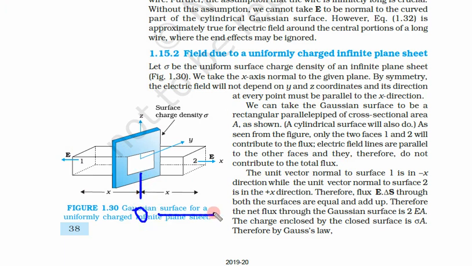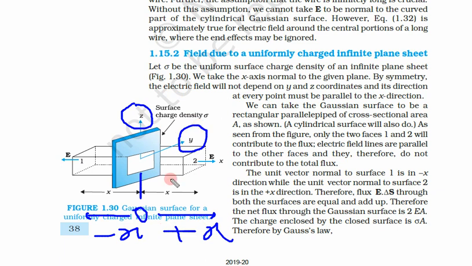This direction is positive x, this direction is negative x, and in the y and z directions there would be no electric field because the sheet is infinite. In those directions there is only charge, no electric field. Now how will we solve this? We know that the electric field is there in this direction as well as in this direction.